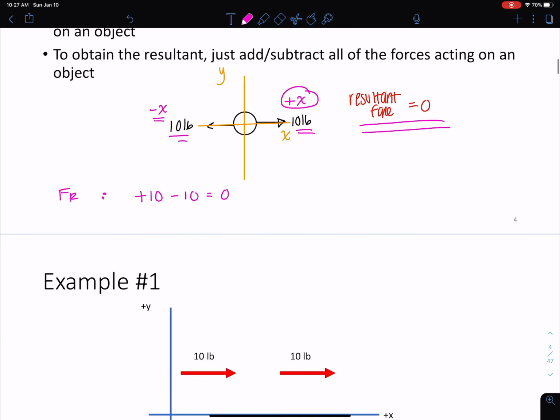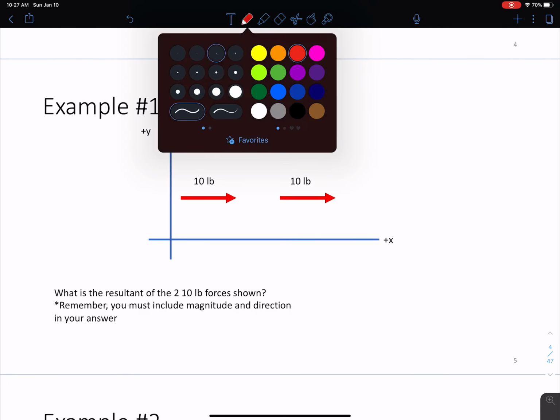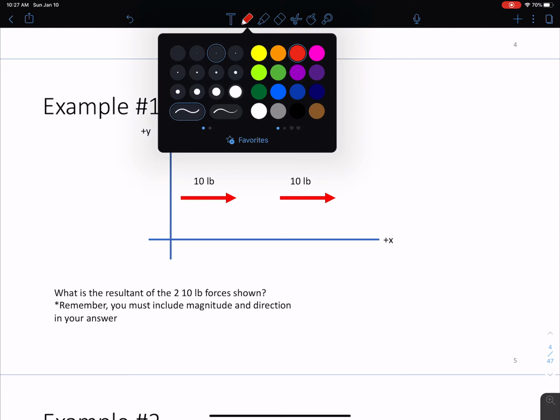Oh, I guess I kind of already did this example. No, not really though. We'll do it again actually because it's a little bit different. So here, I want to know what is the resultant of the two 10-pound forces shown. Remember we have to include magnitude and direction here.